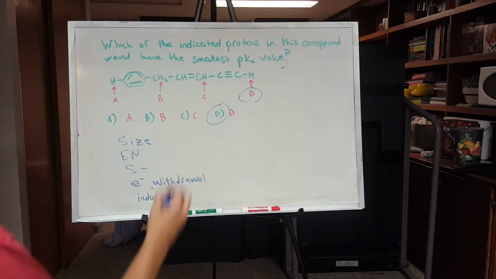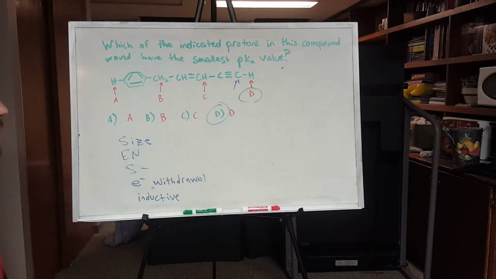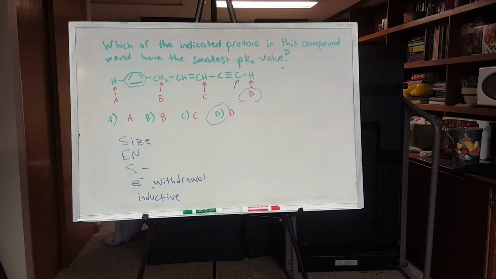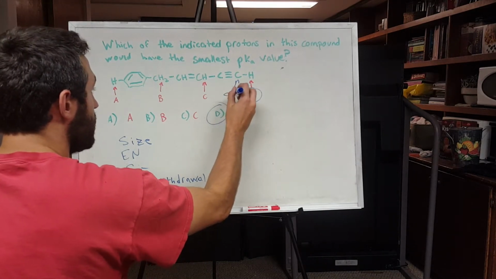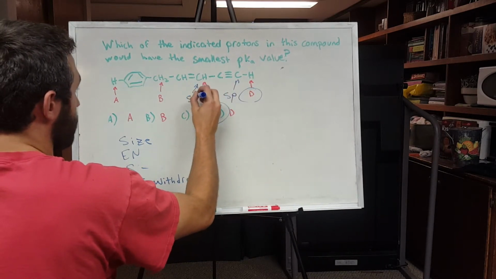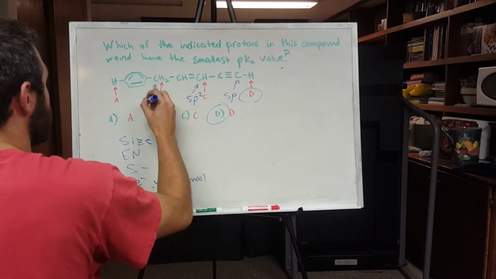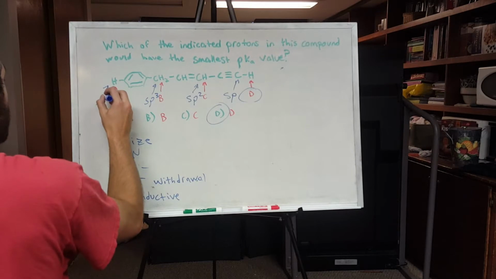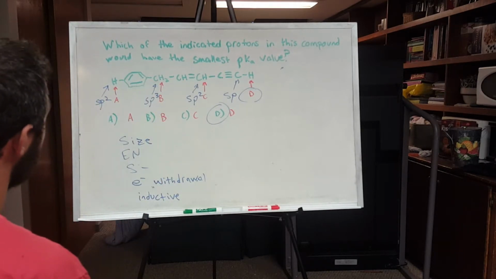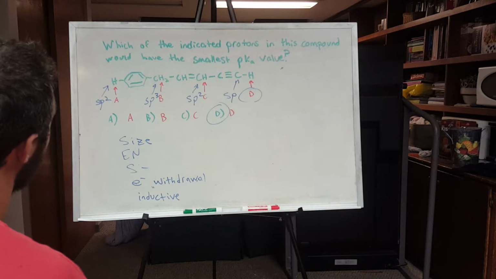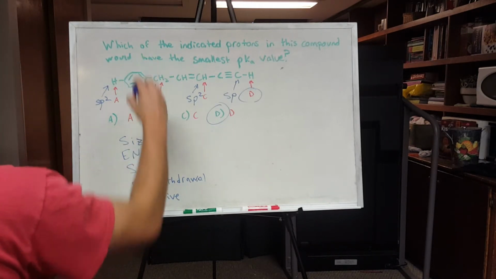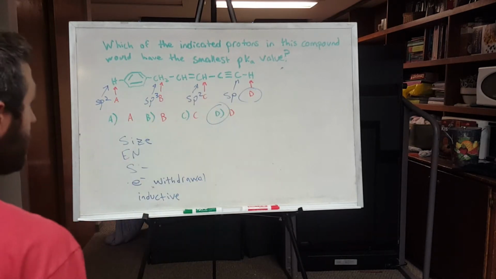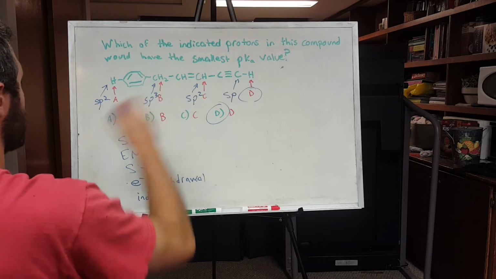Okay, so the more S character in the carbon with the proton, the higher the acidity, the smaller the pKa, right? So this is an sp carbon. This guy is sp2. This guy is sp3, and this guy is sp2. He's part of a conjugated system too, which could delocalize this minus charge throughout the ring through electron withdrawal, which would make A more acidic than C, I believe, but D is still a lot more acidic than both of them.